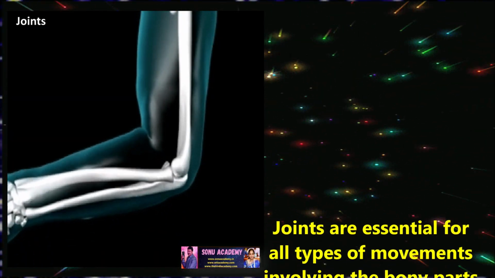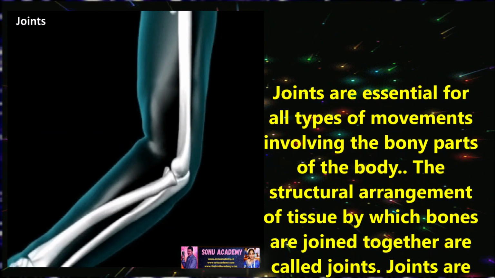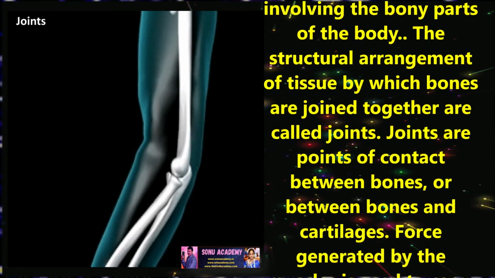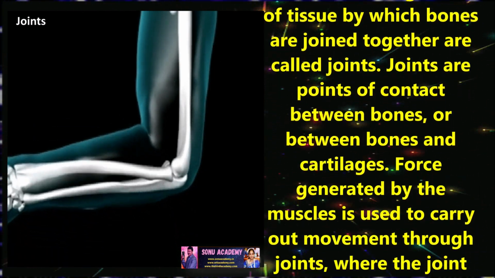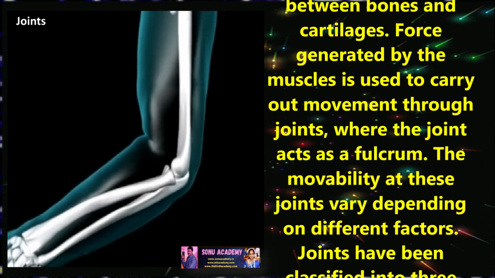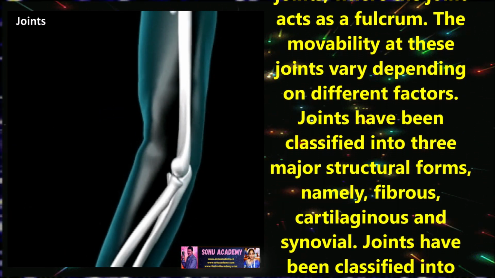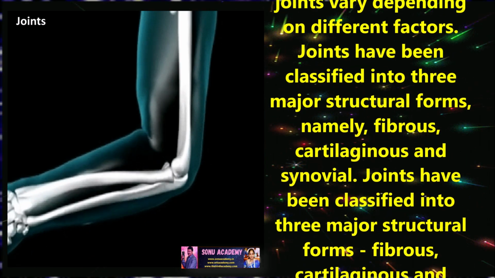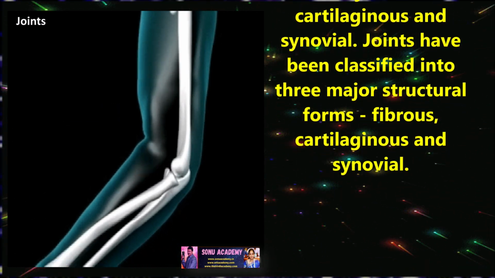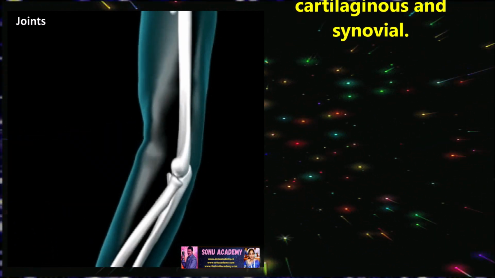Children, let us discuss joints. Joints are essential for all types of movements involving the bony parts of the body. Joints are points of contact between two bones, or between bone and cartilage. Force generated by the muscles is used to carry out movement through joints, where the joints act as a fulcrum. The movability of these joints varies depending on different factors. Joints have been classified into 3 major structural forms, namely fibrous, cartilaginous and synovial.